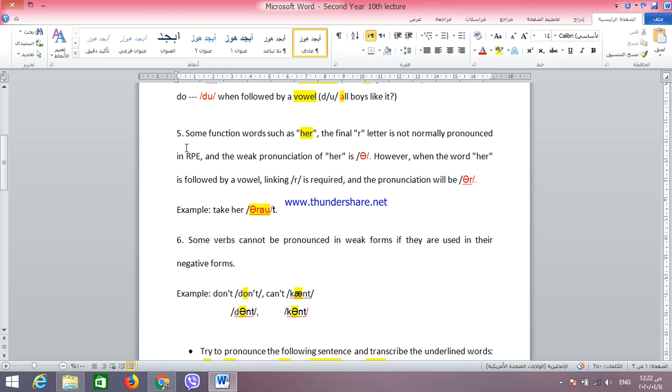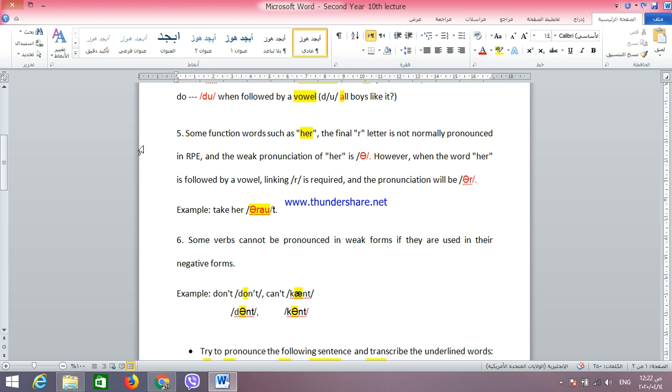Point number 5. Some function words such as her, the final ra is not normally pronounced in RP English. As you know, RP English is a non-rhotic accent in which the ra sound is not pronounced in final position. But sometimes, as in the case of linking ra, the final ra letter is realized, that is, it is pronounced, if it is followed by a vowel.